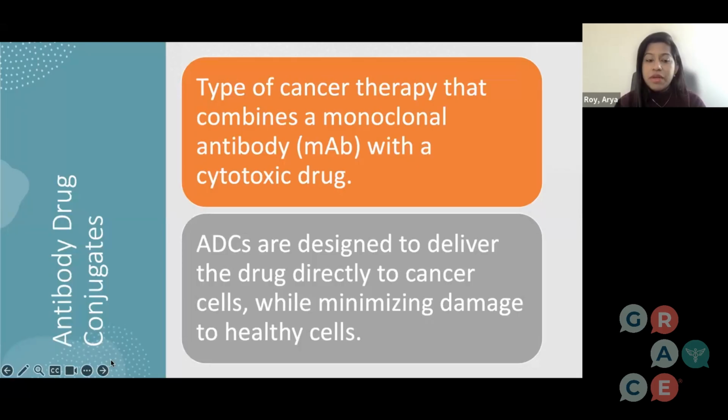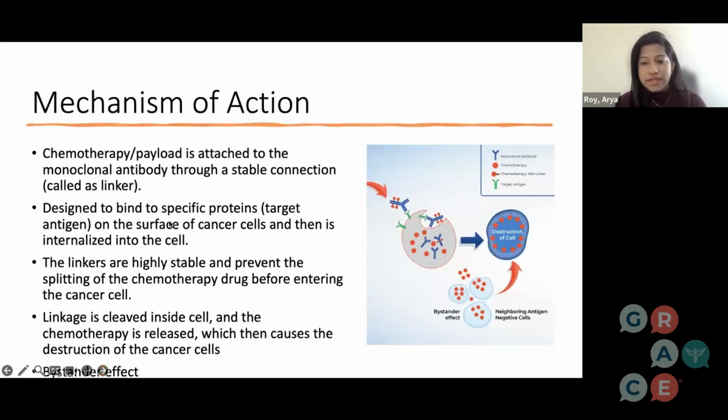Let's look in detail at the mechanism of action of antibody drug conjugates. As I mentioned earlier, an antibody drug conjugate is a combination of a chemotherapeutic agent with a monoclonal antibody. And we know that usually when we give a chemotherapeutic agent, we have a lot of side effects because this chemotherapy agent is not going to act at a particular target in a particular cell. Instead, it is going to act on all the fast growing cells in our body. And that's how most of the side effects happen.